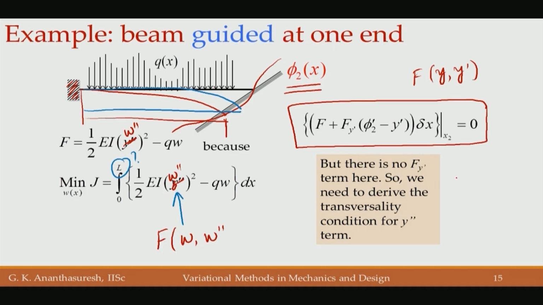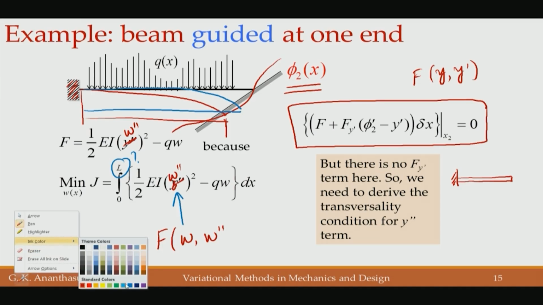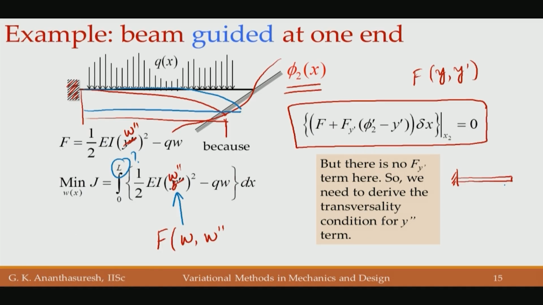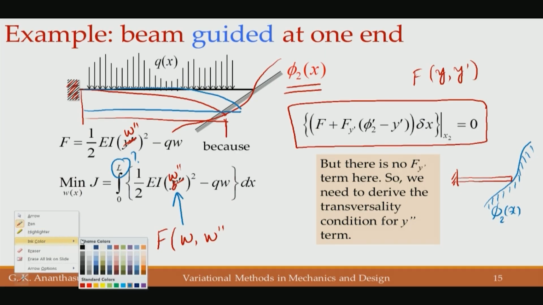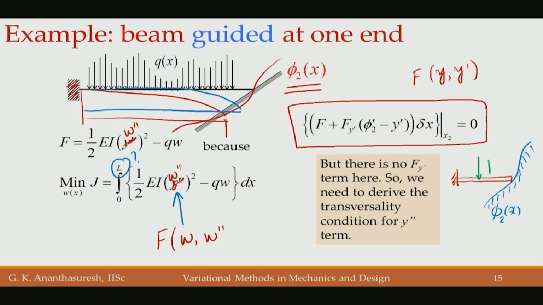So, let me draw it here again. Let us say I have a beam, this is the beam, and if this is not fixed at the right end, but is allowed to move on a curve. Here I have shown it as a straight line, but now we can say it is phi of x, that curve is given, it is on a slope like this. Now, if we apply some force on this beam, how does it deform is what we are asking.